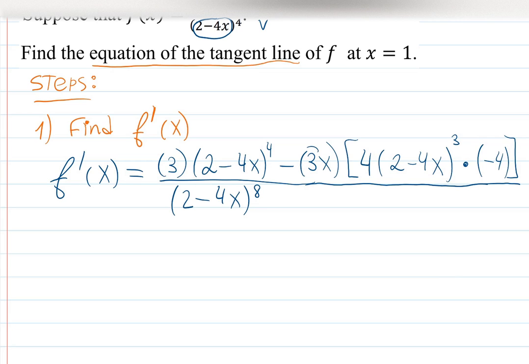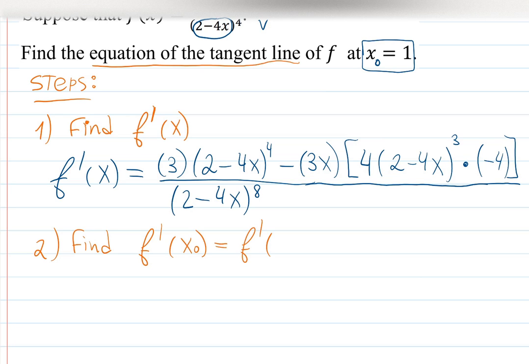For example, we can multiply 3 and 4 and negative 4, and it will look better. But you know what? We will never actually use this function in the equation of a tangent line. We just need a number, we need a slope, and a slope is when I'm going to take x sub 0, and this is the given x over here, and plug it into my derivative. So step 2, find slope, f prime at x sub 0. Look what x sub 0 is, we give it to you, 1, and it's going to be m, the slope.